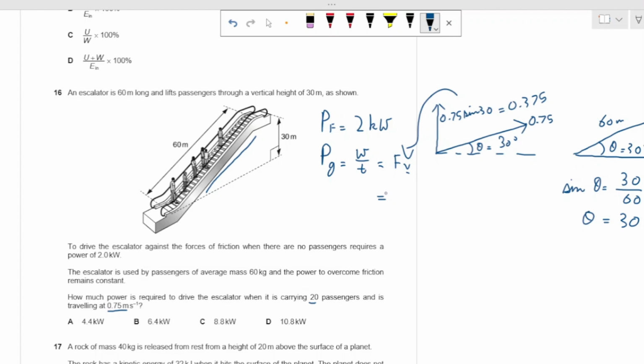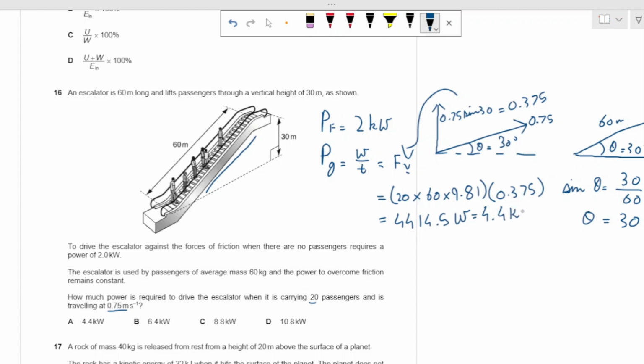So force is what? Weight. Weight is what? Mass into gravity. So 20, because it's 20 passengers, for each passenger we have to calculate 20 into mass, which is 60, into gravitational force, that is 9.81. Multiply this with the velocity, is 0.375. And with this we'll get the power. So let's see. It's 20 into 60 into 9.81 into 0.375. That gives our answer as 4414.5 watts.